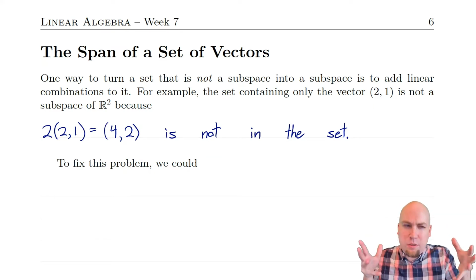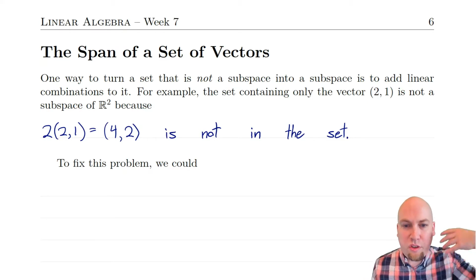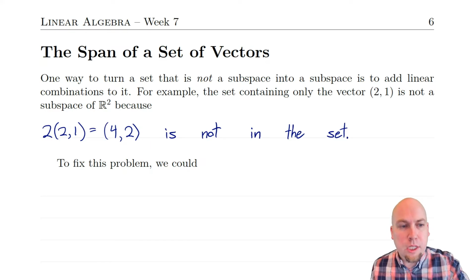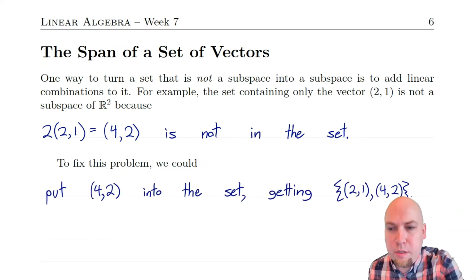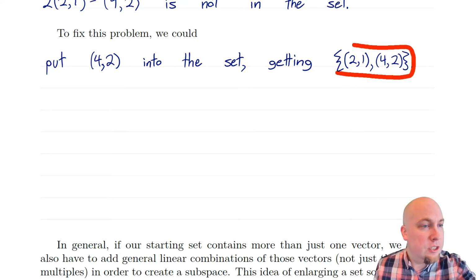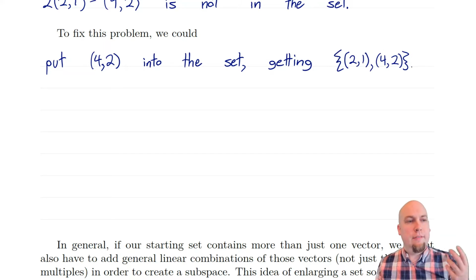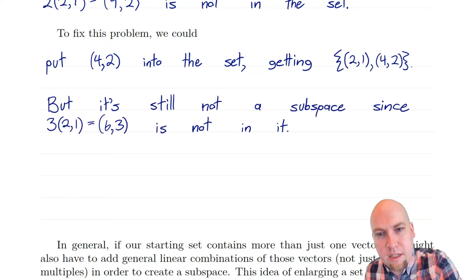So how would I fix that problem? How would I make that set more like a subspace? Well, one thing that I could do is just throw that vector (4, 2) into the set. I would patch up that one hole that I just noted. So now we have the set containing two vectors, (2, 1) and (4, 2). Now we ask the question again, is that a subspace? And hopefully you agree, no, that's not a subspace.